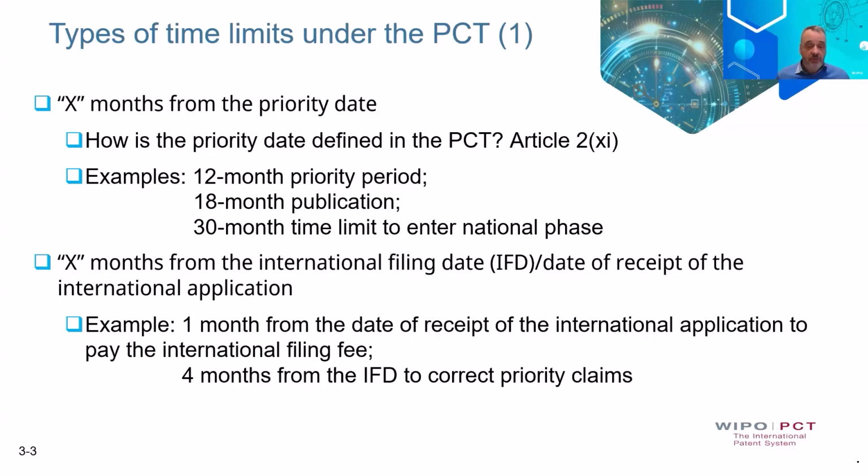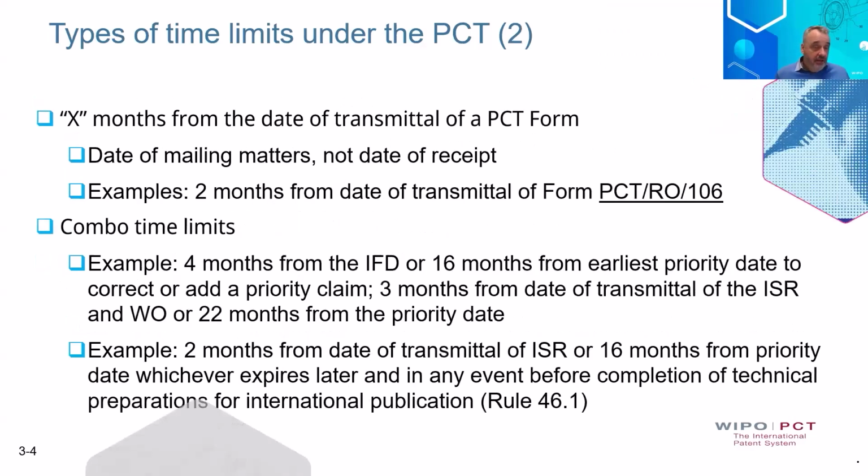But the basic time limit is you need to pay your fees within 1 month from the date of receipt of your international application. And another example of a time limit in this category would be 4 months from the international filing date, a time limit, for instance, to correct priority claims. Again, there it's a bit more complicated, that time limit under Rule 26bis.1a, but part of that time limit is a 4-month time limit from the international filing date. What else do we have?